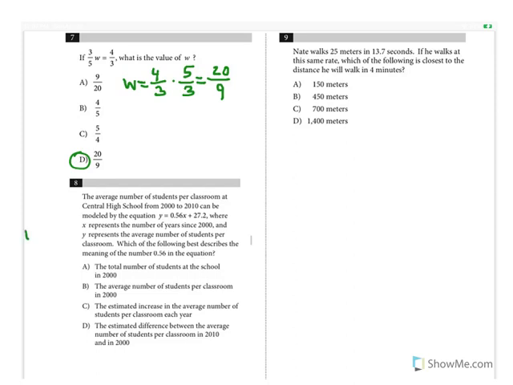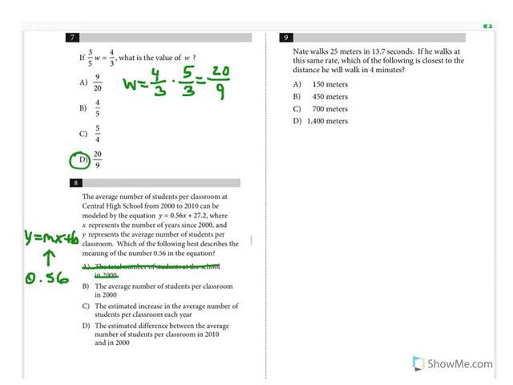All right, so let's understand we have y equals mx plus b. m is our slope, so 0.56 is going to be our slope, and our slope is a rate of change. A rate of change is not going to be the total number. Plus, it doesn't even make sense to say that 0.56 is the total number of students.